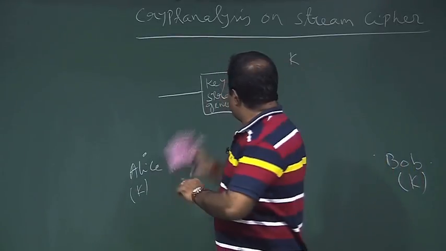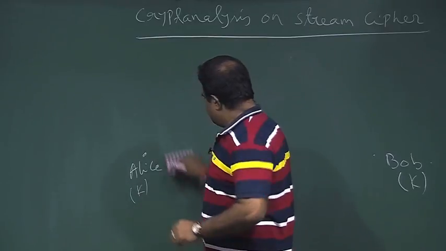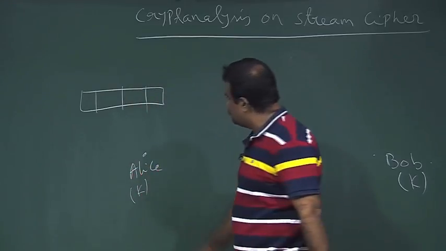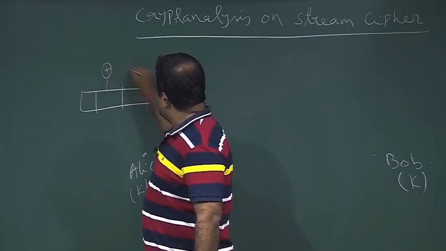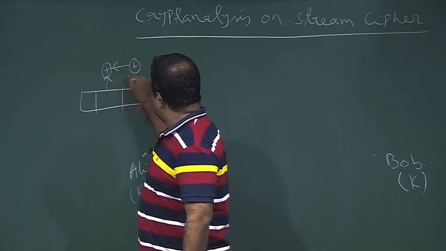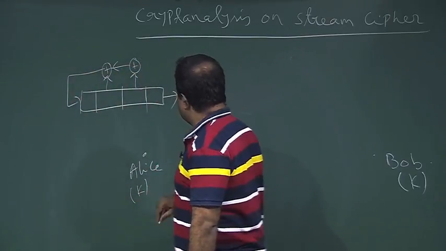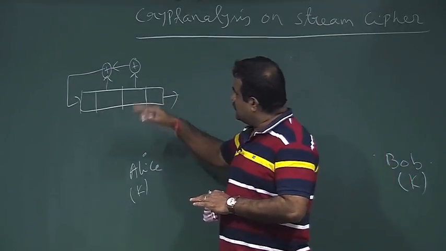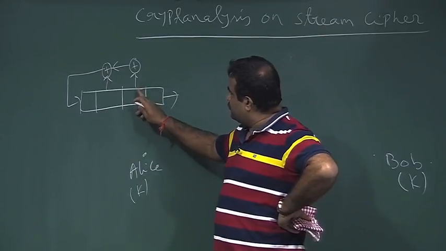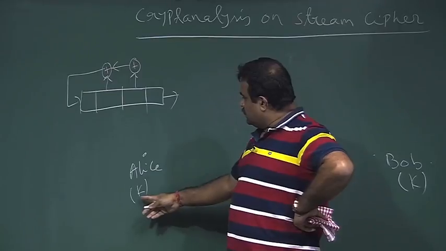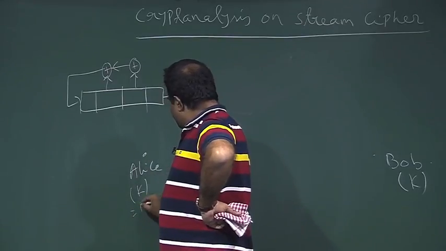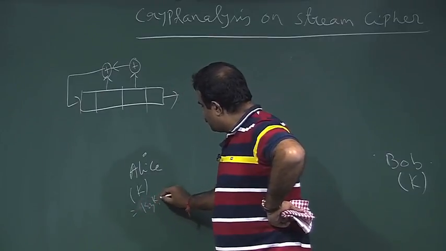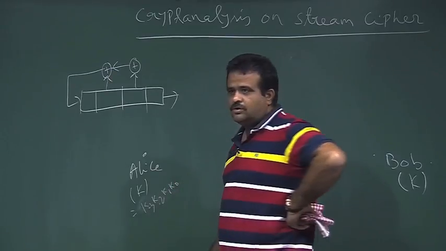Now, if it is an LFSR based stream cipher, then we have an LFSR. For example, say we have a 4-bit LFSR, and depending on the polynomial we have some connections. This is the state transition, the way it changes the state. We have a feedback from this bit and this bit. If K is 4 bits, say K0, K1, or the other way around, K3, K2, K1, K0.